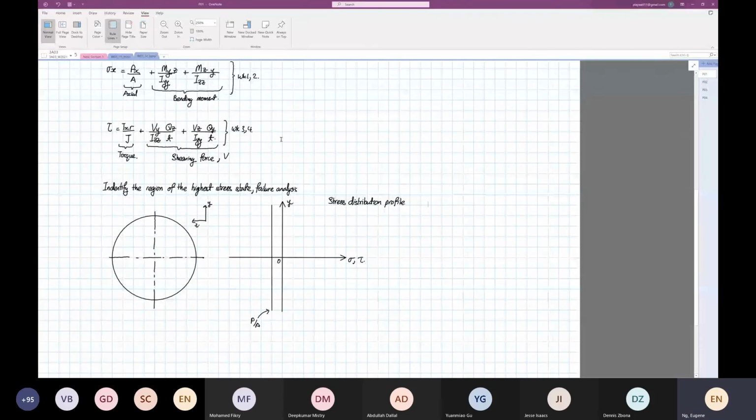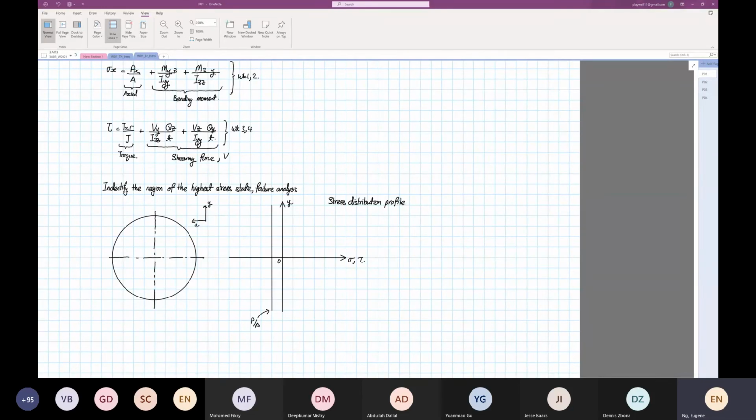So that is your P over A. Then your next equation, which is your bending moment equation, can you tell me how will your bending moment distribute? What will happen at the centroid for the bending moment? Regarding normal stress, it's equal to 0. Well done.